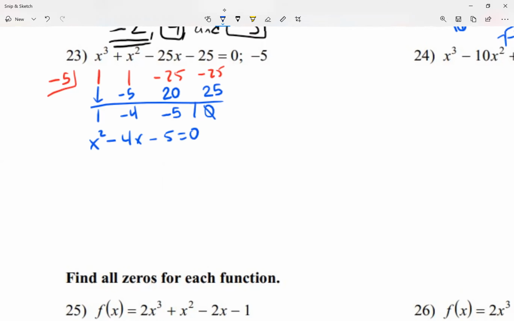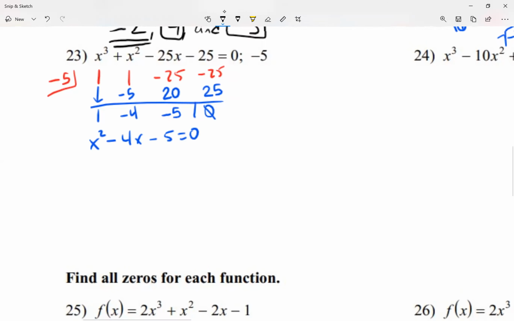And this is equal to 0. Again, we could do factoring if it works. We could do quadratic formula, but I also showed you guys how to do this by completing the square. So let me review that.